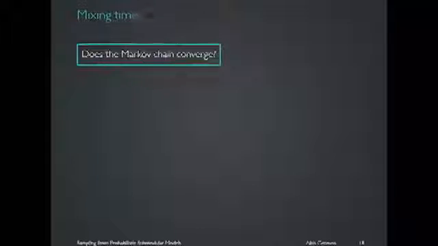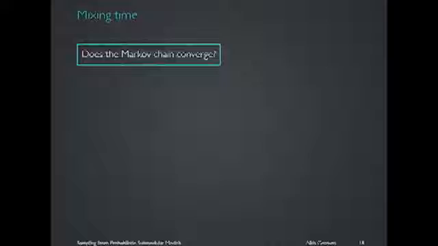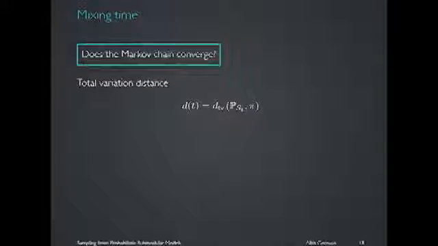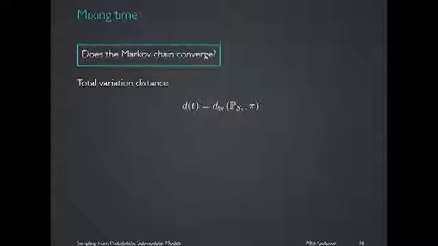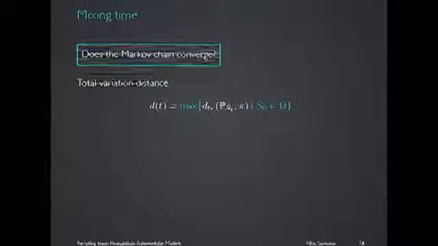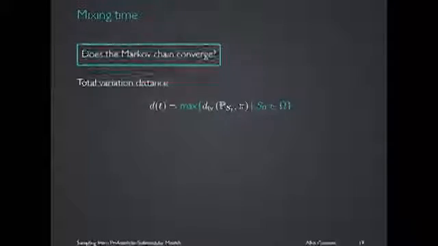Now, of course, what we want to ask about this Markov chain and the local moves that it makes is whether it converges to the stationary distribution. And this is usually measured by looking at the total variation distance between the probability of the Markov chain and the stationary distribution. In particular, we look at the maximum of that over all possible starting states.